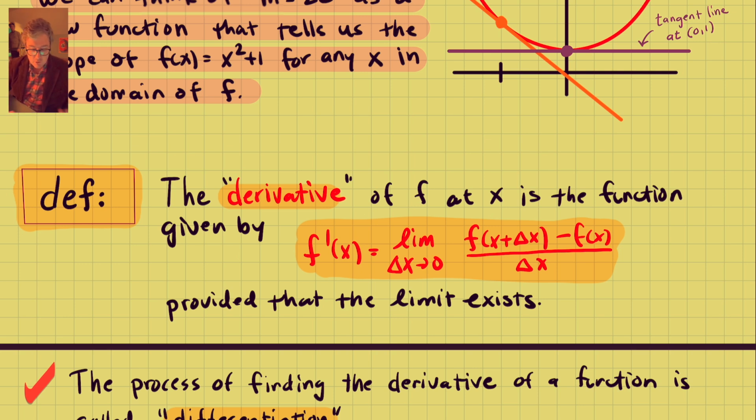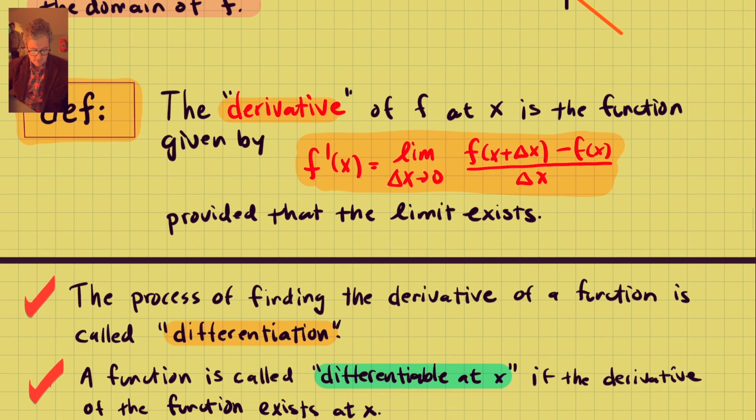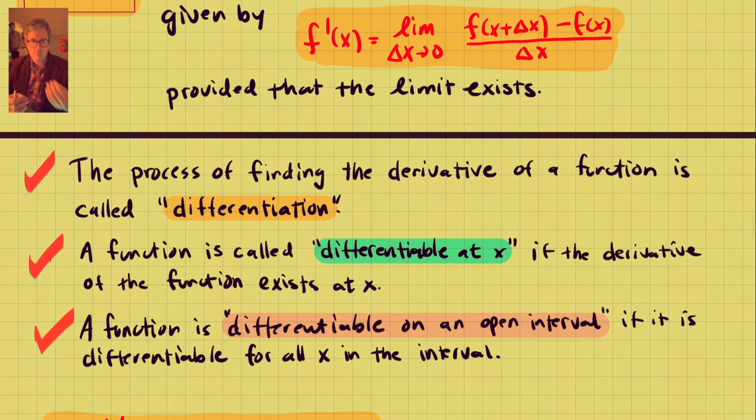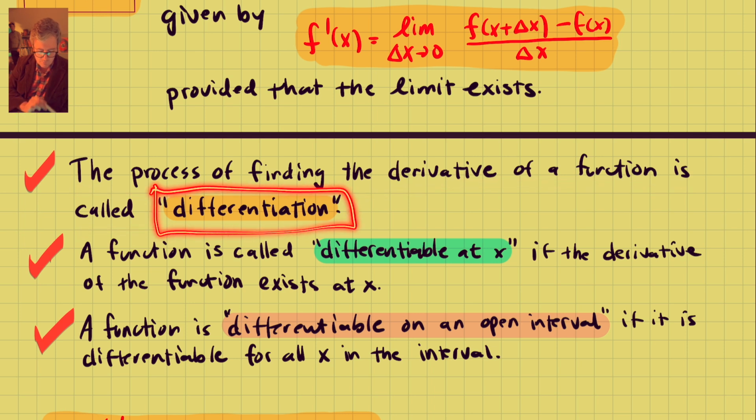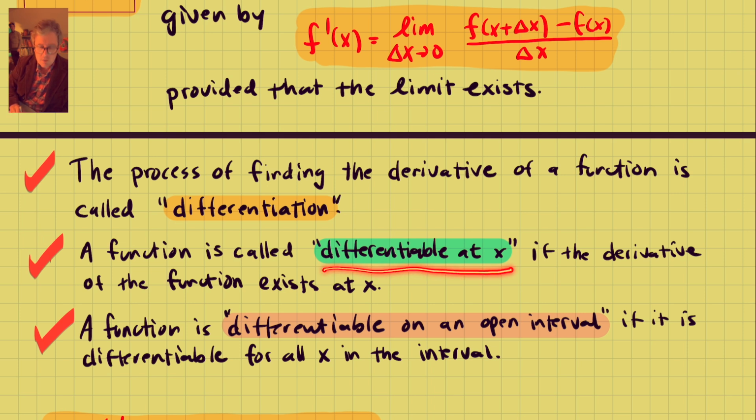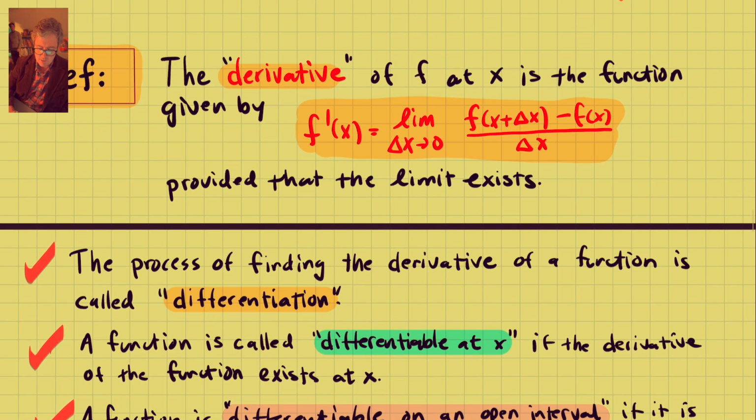Okay, so let's talk a little bit more about this new function. Let's go through a few little ideas, properties, principles, some notation, and then we'll do some more examples. So the process of finding the derivative of a function is called differentiation, right? And a function is called differentiable at x if the derivative of the function exists at x.